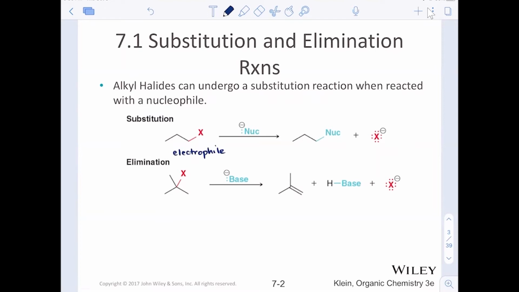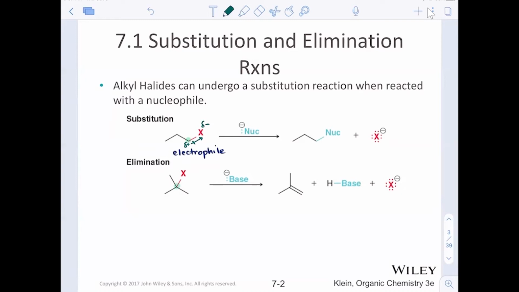Specifically, why is it an alkyl halide? We'll dive into this a little bit more, but that bond between the sp3 carbon and the halogen is polar. The halogen is typically more electronegative, so therefore the delta minus, and the carbon, more electropositive, is the delta plus. And that's why when we look at these carbons, they are the electrophilic center.